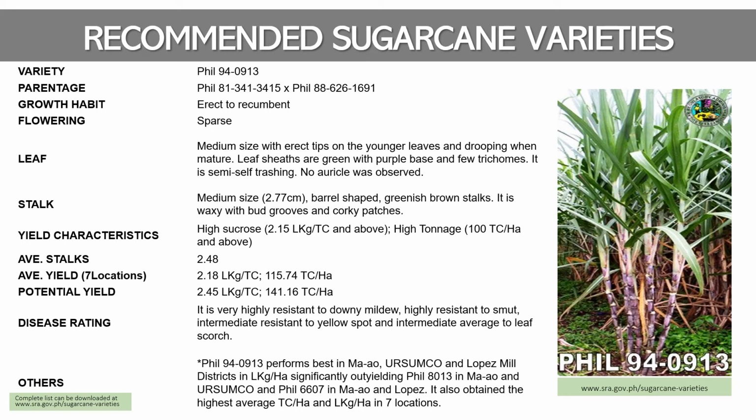For yield characteristics, it has a high sucrose, which amounted to 2.15 LKG per ton cane and above. It also has a high tonnage of 100 TC per hectare and above. Ang average stalk niya is 2.48. Average yield for 7 locations, it reaches 2.18 LKG per TC or 115.74 TC per hectare. For the potential yield, it is 2.45 LKG per ton cane, and 141.16 ton cane per hectare.